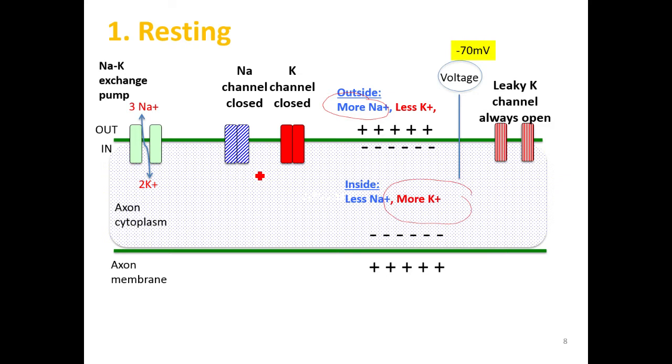How does this unequal distribution of sodium and potassium ions arise? There are a few reasons. One reason is due to the action of the sodium-potassium exchange pump, which pumps out 3 sodium ions and pumps in 2 potassium ions against their concentration gradients using ATP.